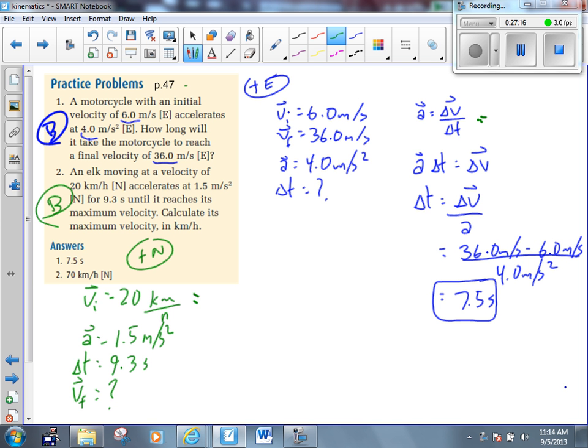How many meters in a kilometer? 1,000, good. So that means 20 kilometers is 20,000 meters. How many seconds in an hour? 60 times 60, yes, which is 3,600. So instead of 1 hour on the bottom, we have 3,600 seconds on the bottom. What does that work out to be for a velocity in meters per second? Someone's got to have that. 20,000 divided by 3,600? Yep.